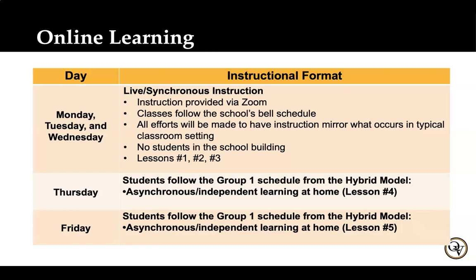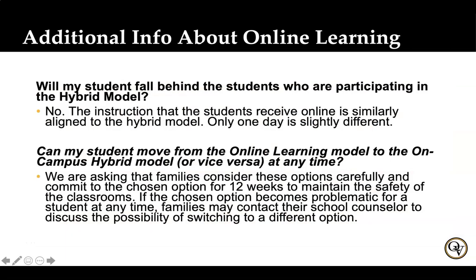Online and hybrid students will complete the same asynchronous lesson on day 5. It is important to note that students participating in the online model will not fall behind those participating in the on-campus hybrid model. In a typical 5-day week, online students will be engaging in the same exact lessons as their peers in the hybrid model. The only lesson that differs is Lesson 4. That lesson will be flexible enough for both groups of students to be successful.